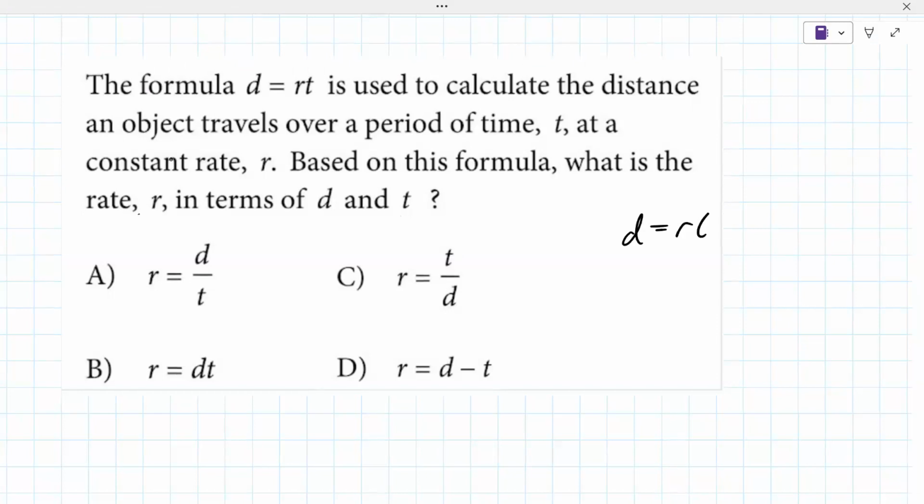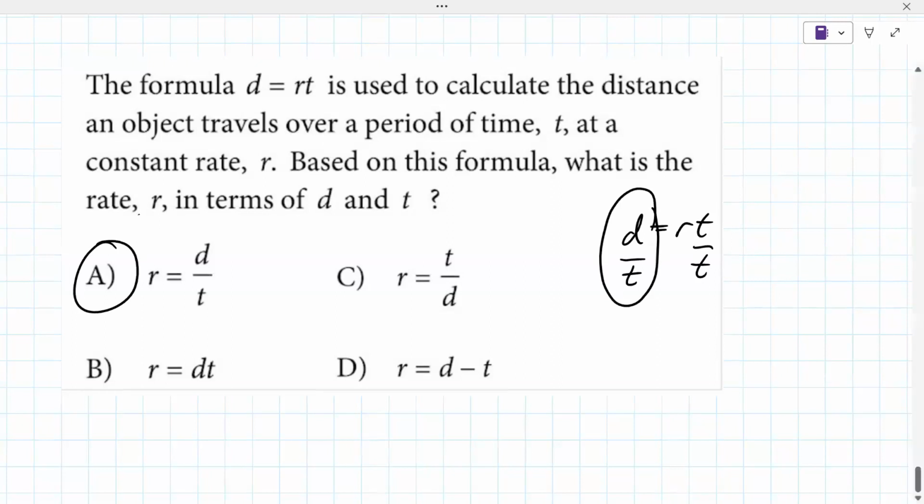All right. So we're solving for which variable? R. So you're going to divide both sides by T. So you're looking for the one that's D over T, which is A. Good.